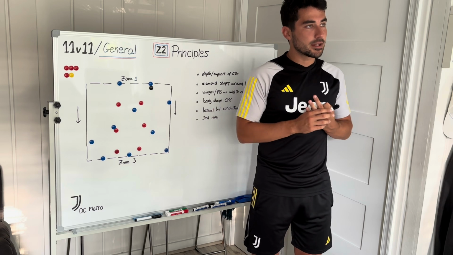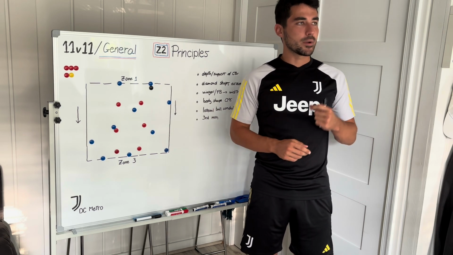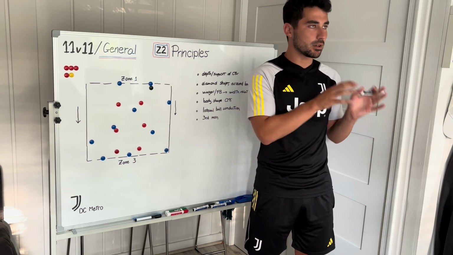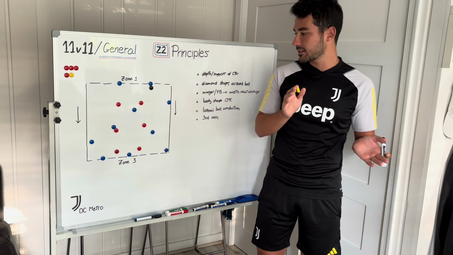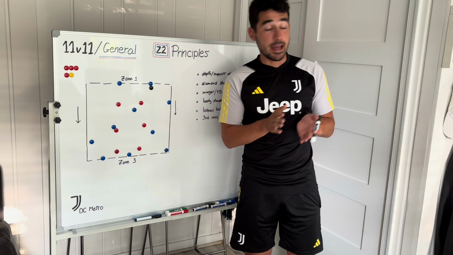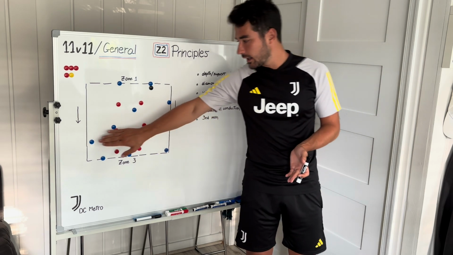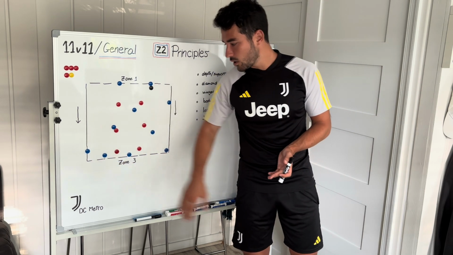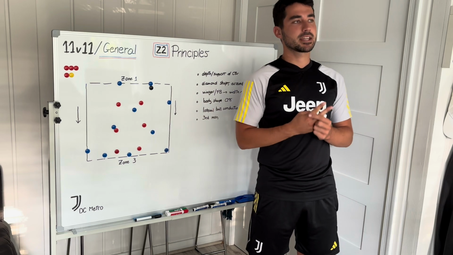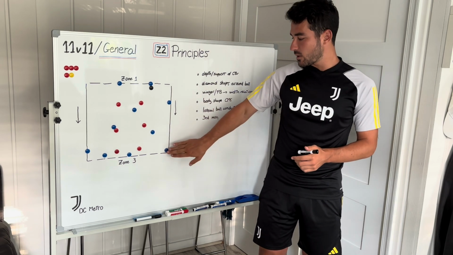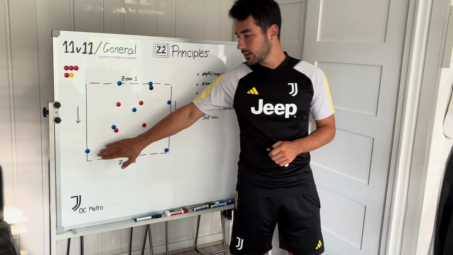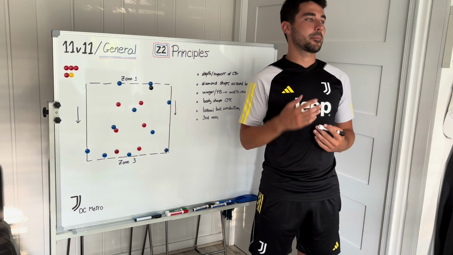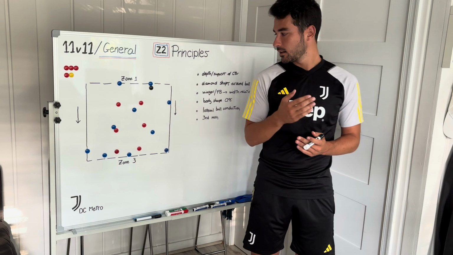Third principle, in Zone 2 with the ball, we have the width relationships between the wingers and the fullbacks. As you can see here in this image, we have two players giving width. We have the winger on this side, and we have the fullback on the opposite side giving width, right?